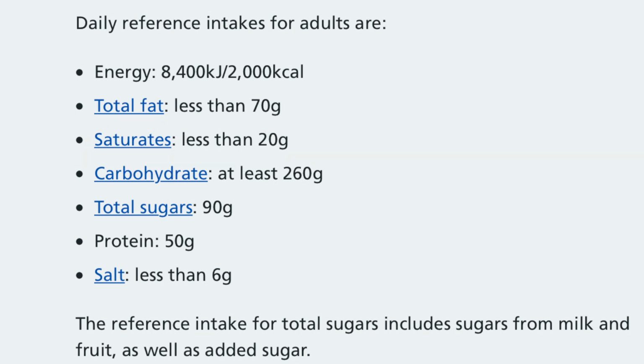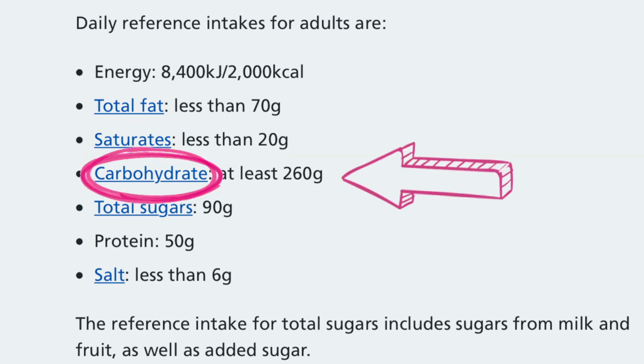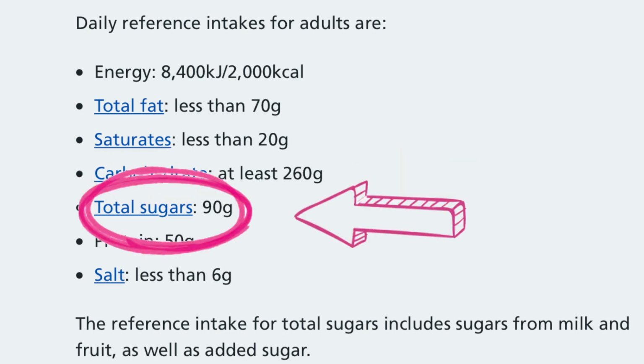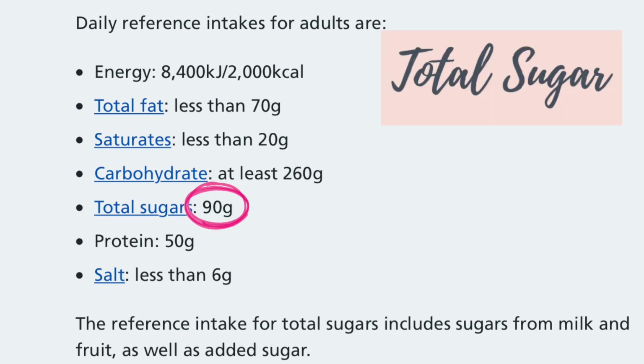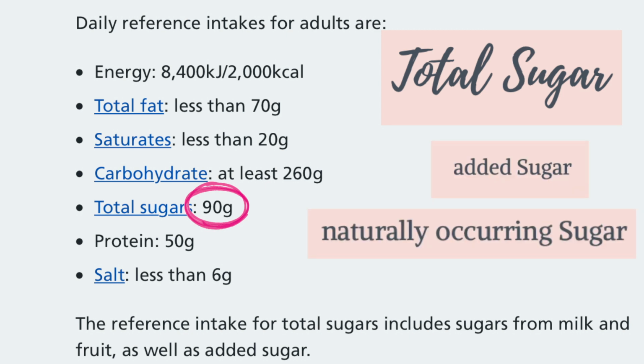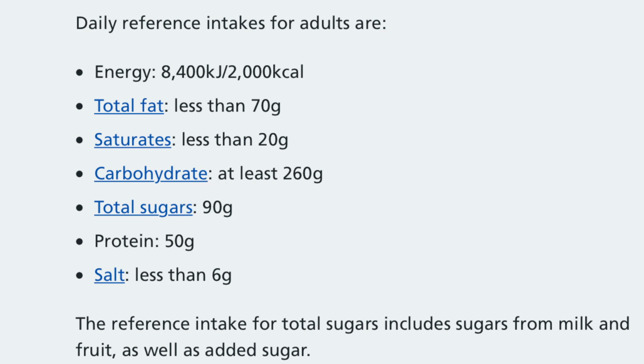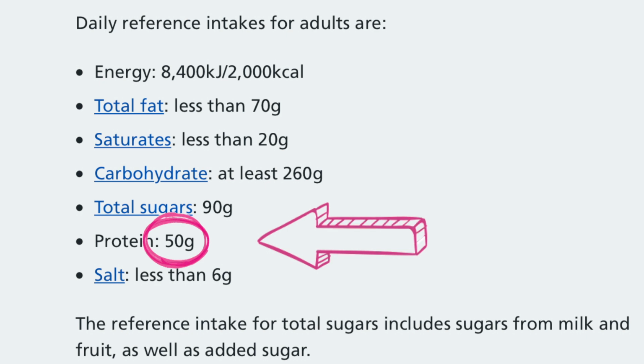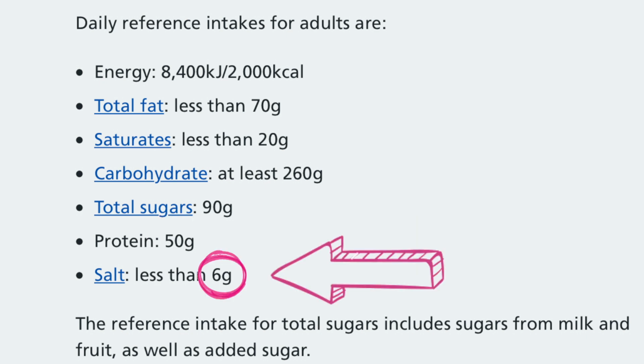It's suggested that we have at least 260 grams per day of carbohydrates, and a component of carbohydrates is sugar. The recommendation is that we do not consume more than 90 grams of total sugar. So this is all sugars, inclusive of added sugar and sugars that are found naturally occurring in things like milk products and things like fruits and vegetables. Protein they recommend at 50 grams per day, and salt they suggest no more than 6 grams per day.